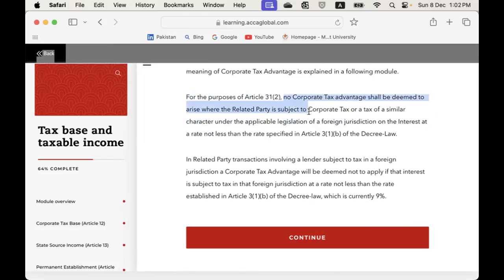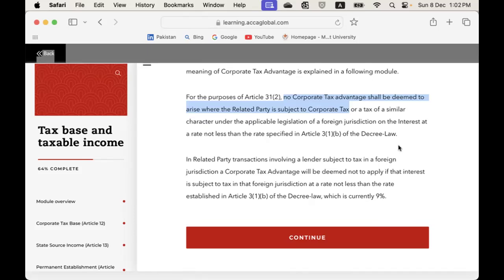No, I was just going to say that if the company who's claiming the interest tax expense is also subject to tax law in a foreign jurisdiction, then it would be assumed that there's no corporate tax advantage being used, I think.